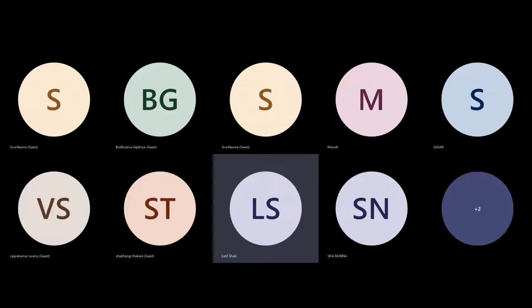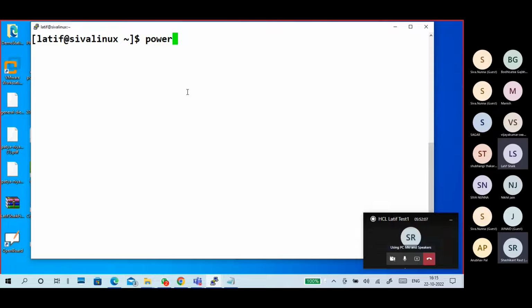We can power down the machine with the poweroff command also. One more command, which I am not executing. If I execute that, this Linux virtual machine will be powered off. So to power off the machine, use the poweroff command. You can do it remotely also.